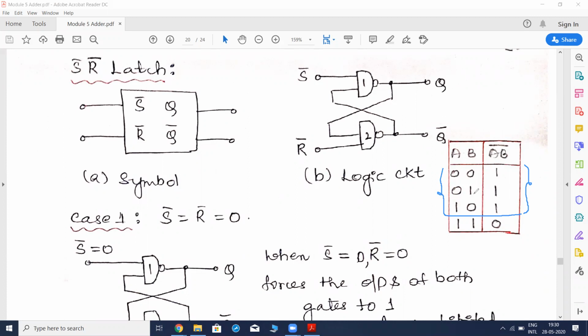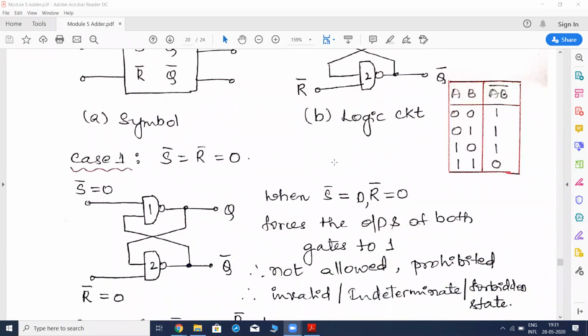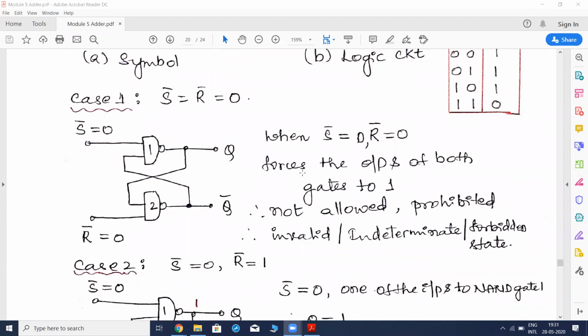So we have to start the analysis from 0. Irrespective of the other input, if any one of the inputs to the NAND gate is 0, then we are getting the output as 1. This is the NAND gate truth table, and we need to start our analysis from this truth table. So remember the NAND gate truth table before going for the analysis.